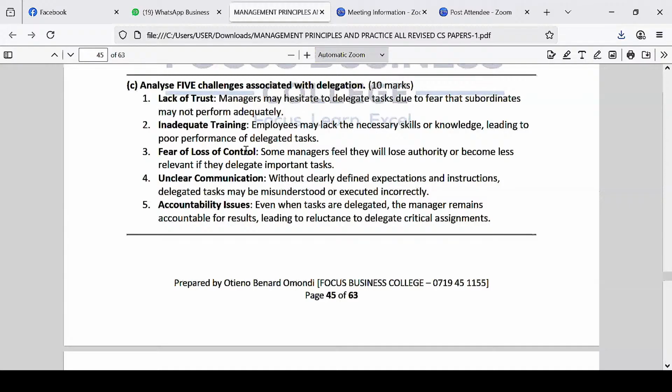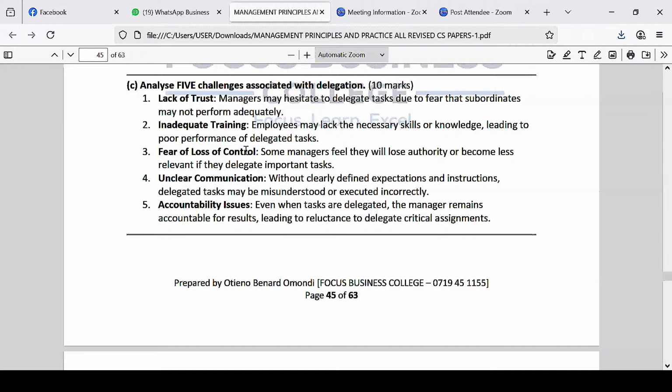Then number three is fear of loss of control. This is also a very major challenge. Sometimes, if I'm the senior person, I fear that if I delegate, and I'm giving a hypothetical example, if Ngetich is my junior and I'm the senior, Ngetich may outperform me. When Ngetich outperforms me, the management or the senior people may believe that I was not doing enough. So sometimes you may delegate work to some junior and then he outperforms you, and it looks like you're not doing the work well. So some managers feel they will lose authority or become less relevant if they delegate important tasks, because those tasks are very important.